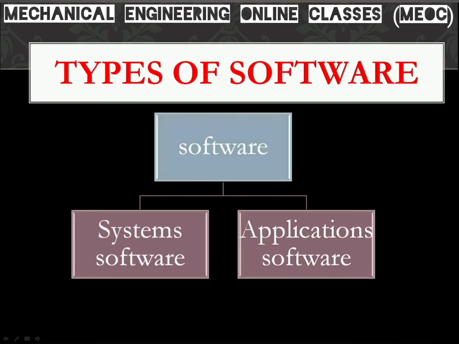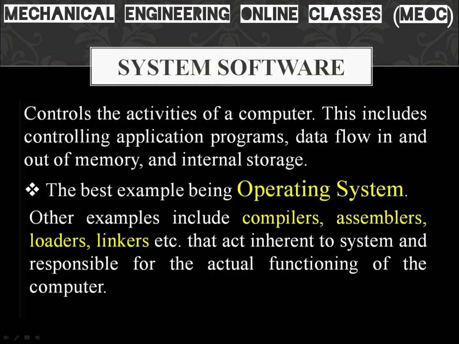Software is majorly classified as system software and application software. System software is the software that controls the entire computer. It includes working on different application programs, memory storage and retrieval, internal storage, data flow, and everything. The best example is an operating system. Other examples include compilers, assemblers, loaders, and so on, which are inherent to the system and responsible for the functioning of a computer.